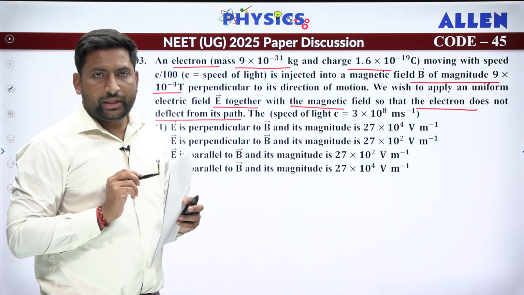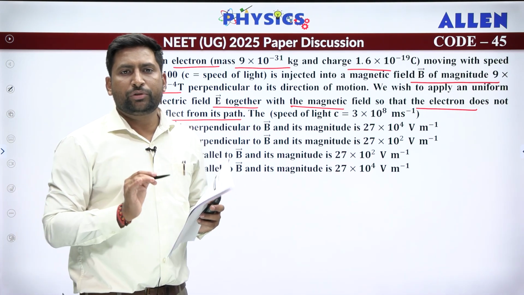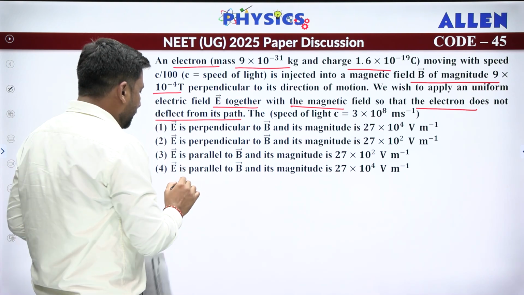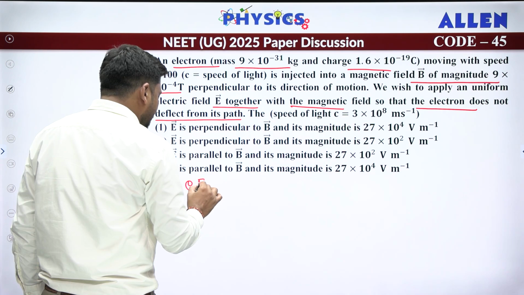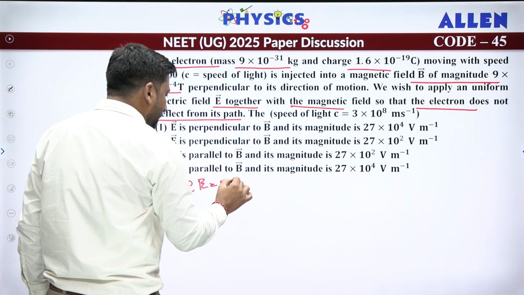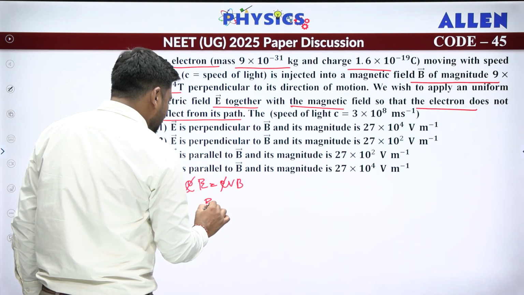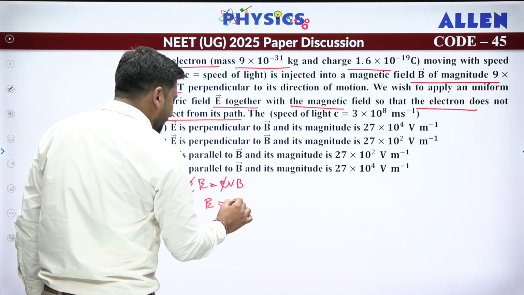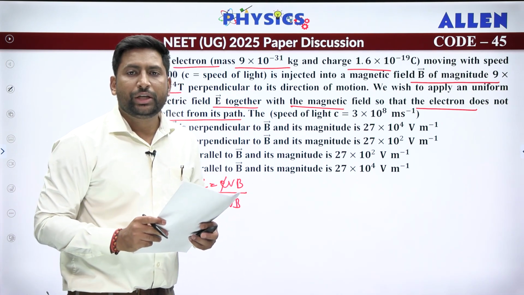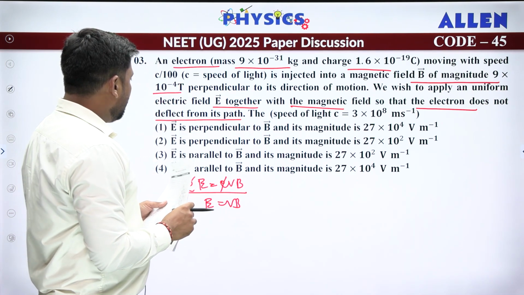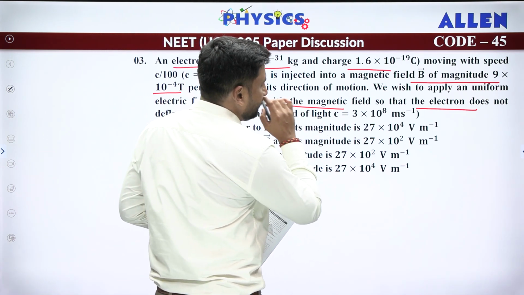The electron is already moving in a uniform magnetic field. So this question is based on the Lorentz force, and we have to put the Lorentz force to be zero. If you remember the formula, we can say eE is equal to evB. The e will cancel out. So what we have to write? E is equal to vB, and this result is only valid when E and B are perpendicular to each other.